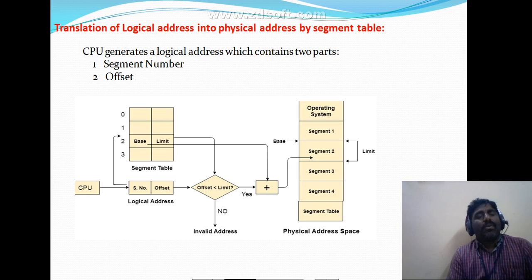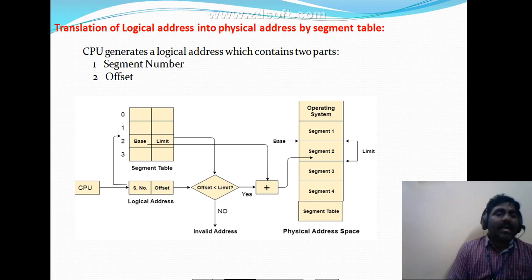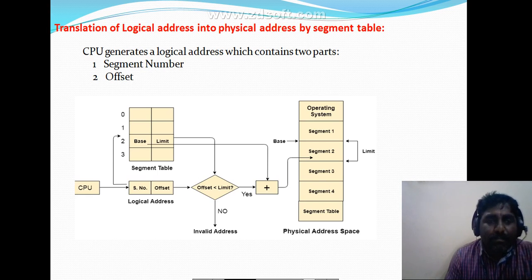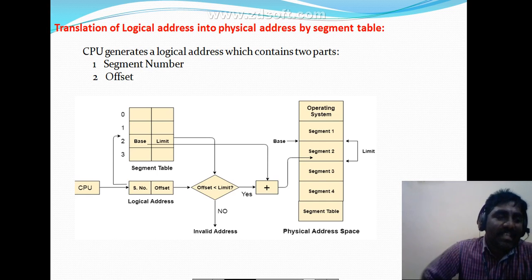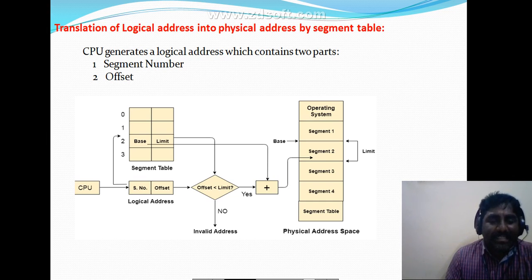Here is the translation of a logical address into a physical address by the segment table. The CPU generates a logical address which contains two parts: the segment number and the offset. The segment table holds the base and limit. Here we have the physical address. Initially we have the operating system, then the different segments: segment 1, segment 2, segment 3, segment 4, and the segment table. The CPU generated address is the logical address.